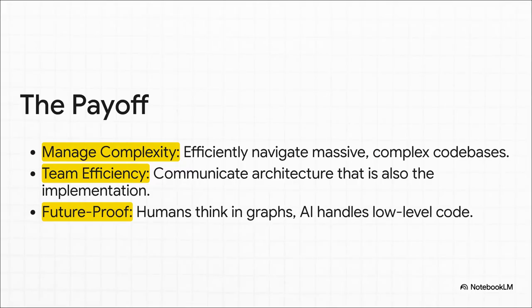So what's the big payoff here? What do you actually get? Well, for one, you can actually manage huge, complex code bases because you're navigating a visual graph, not getting lost in a sea of files. Two, your team becomes way more efficient because the architecture diagram is the code. There's no room for misinterpretation. And three, and this is the really exciting part, it's a way to future-proof our jobs. We humans can focus on the big picture, high-level graph thinking, and let AI get better and better at just generating the code for the low-level processors.